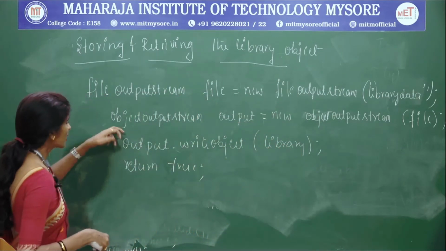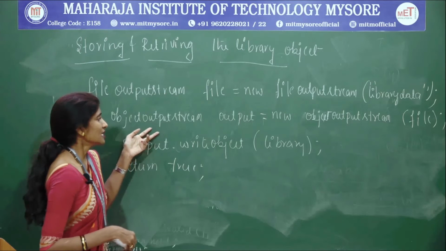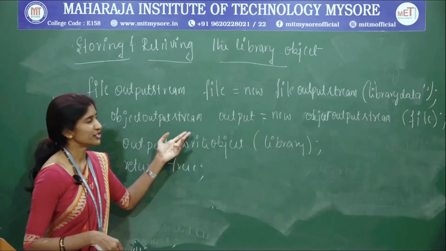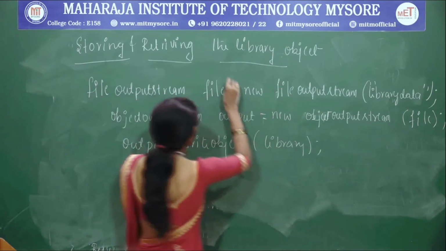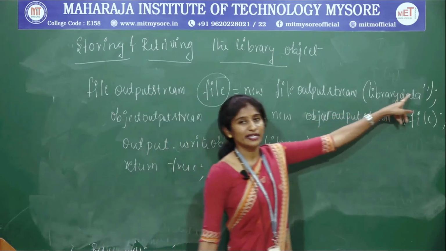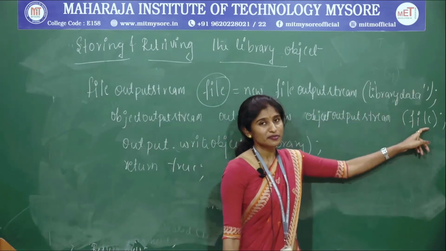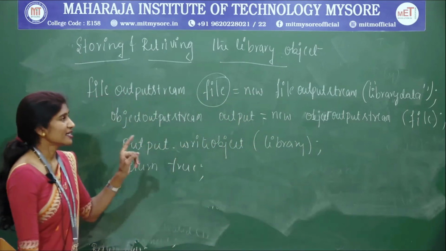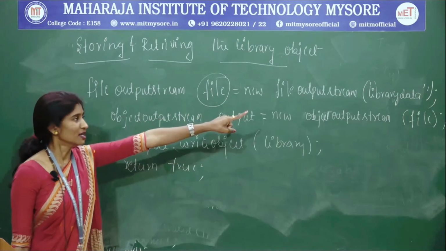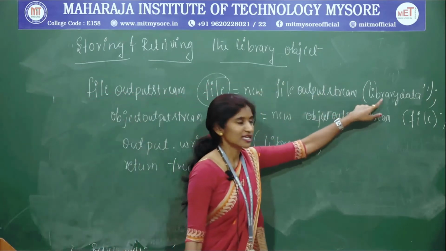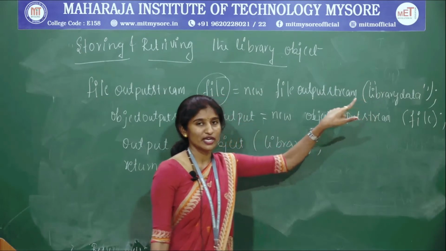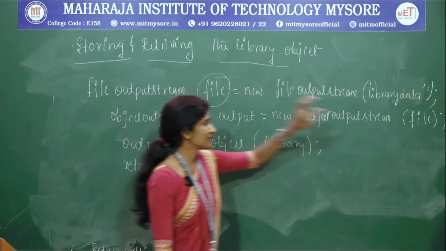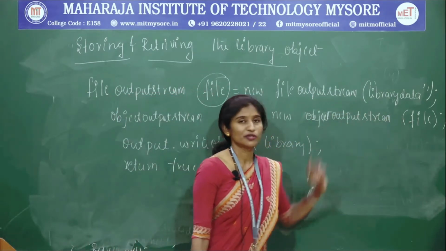Now you are going to have another object creation, that is output. The name of the object is output, which is of type object output stream, and I am going to pass this file, which was pointing to the library data, as a parameter to this object output stream. So now it contains the same data, that is the library data, which contains the details of the library system. That will be pointed to by this file, and will be passed as a parameter to object output stream.